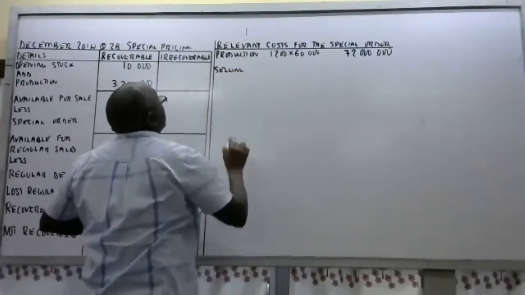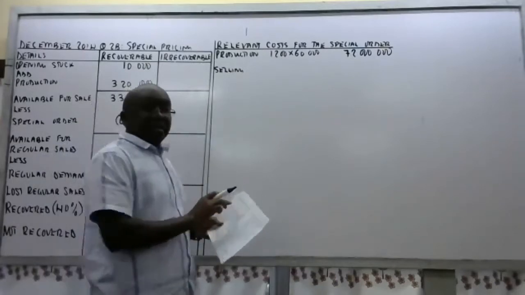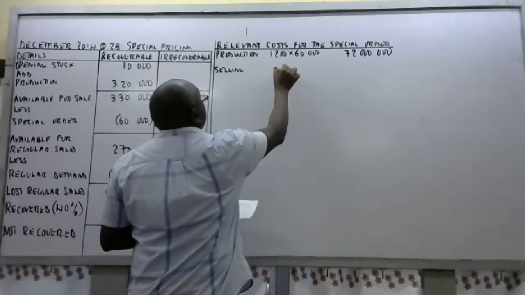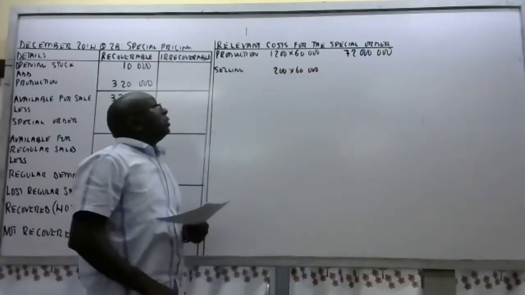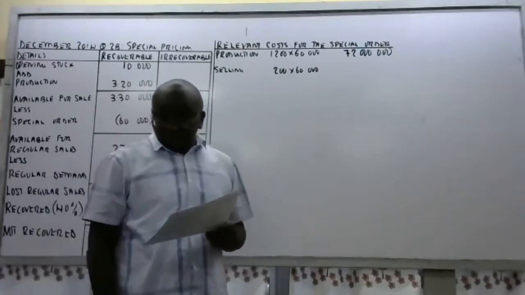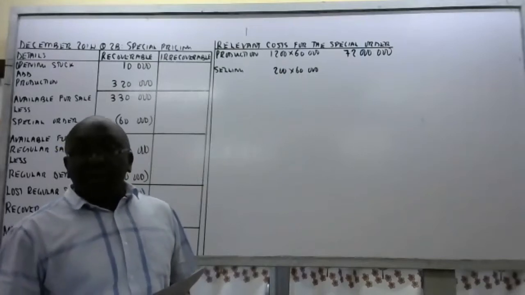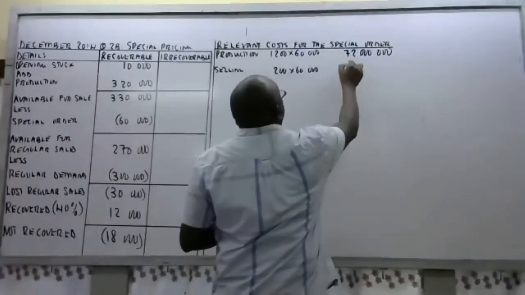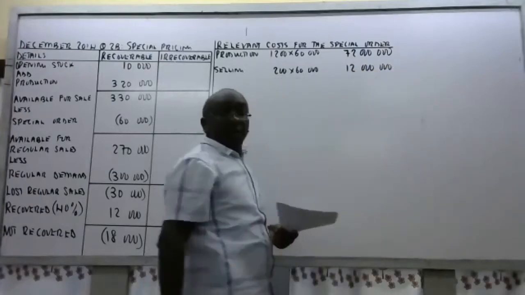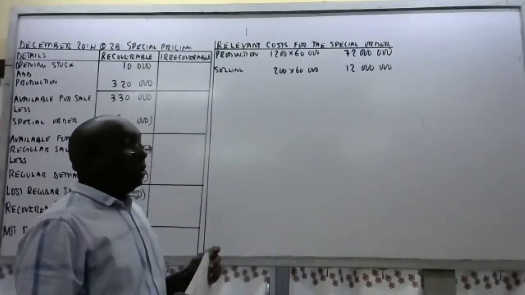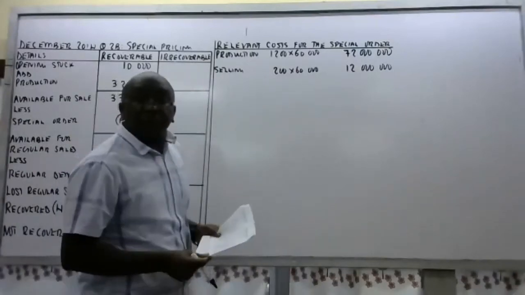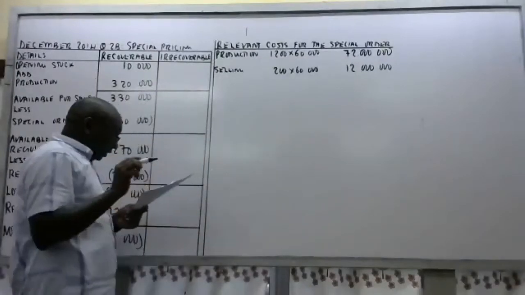Now the next one is selling. Selling, we are told, as you can see up there, is 300, but now they're saying it will be 200. So you take 200 times 60,000. That would be how much? 12 million, according to Jack. Royce also confirms 12 million. Good.